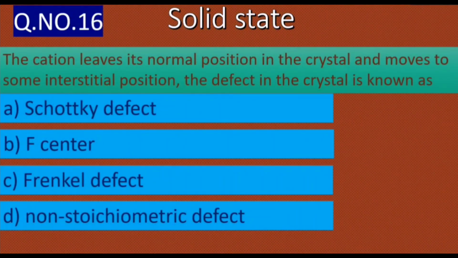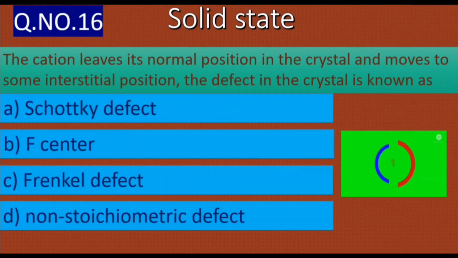Question number 16. The cation leaves its normal position in the crystal and moves to some interstitial position. The defect in the crystal is known as. Answer option C, Frenkel defect.